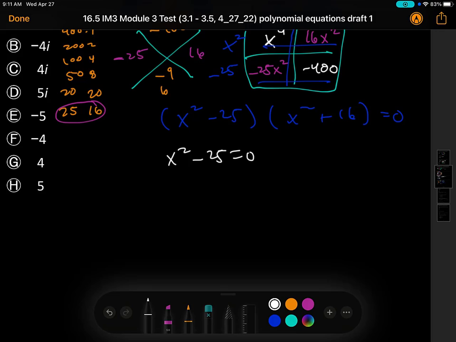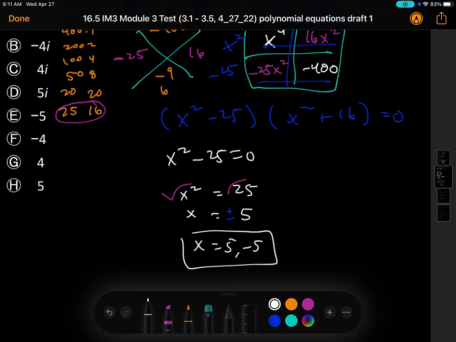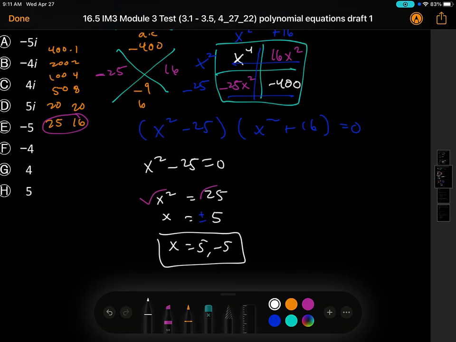And then solve. So add 25 to both sides. And remember, when you take your square root, you should have a plus or minus. So x is going to equal plus or minus 5, which just basically means 5 and negative 5. Same thing over here. Subtract the 16. Okay, pay attention. This is a negative 16 now, right?